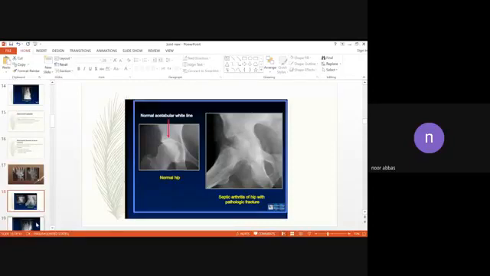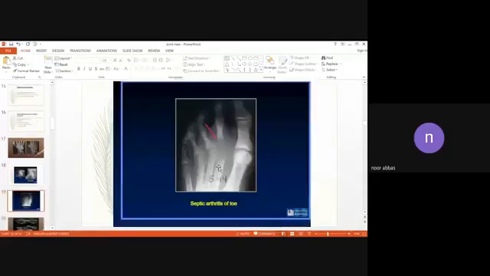Septic arthritis is a condition that needs to be diagnosed and treated promptly if we want to avoid the serious consequences of the condition, because it can lead to joint damage. And as we said, any insult to the joint involving the articular cortex will end in secondary degenerative joint disease.